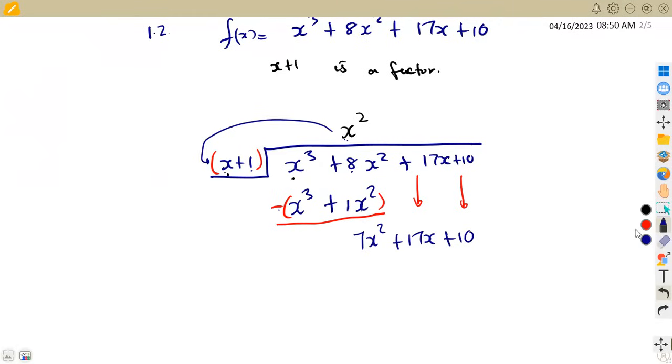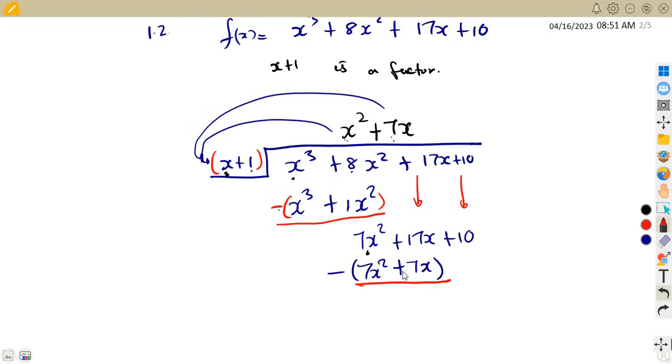All right, we divide again, always the first term by the first term. So 7x squared divided by x is going to give us 7x. So we've got plus 7x. We multiply back the 7x to everything. So we are going to obtain 7x times x, which is 7x squared, and 7x times 1, which is plus 7x. So we can subtract again, just like what we saw in the previous case. If you subtract here, this is 7x squared minus 7x squared, that's a 0. 17x minus 7x is going to give us 10x. Then we can drop the remaining term of plus 10.